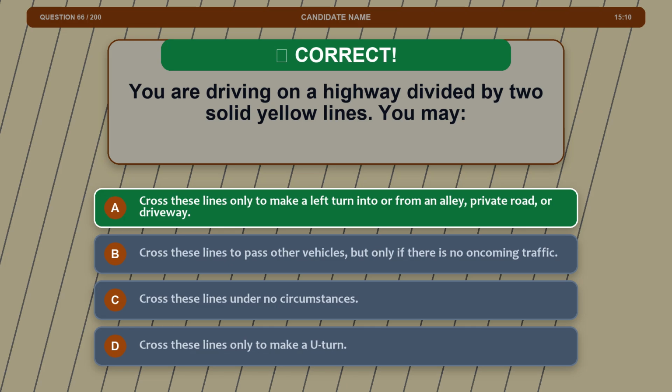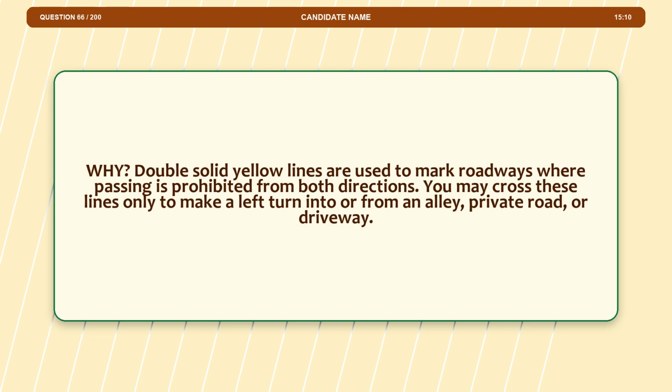The correct answer is option A. Cross these lines only to make a left turn into or from an alley, private road, or driveway. Explanation: double solid yellow lines are used to mark roadways where passing is prohibited from both directions. You may cross these lines only to make a left turn into or from an alley, private road, or driveway.